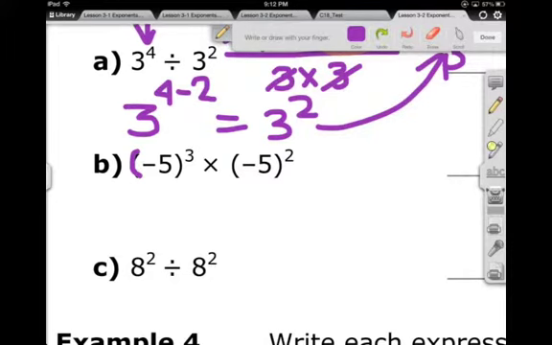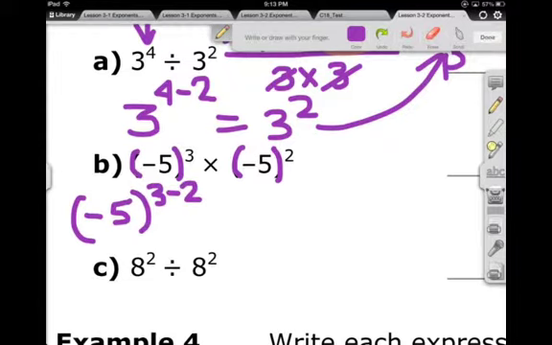This is a parenthetical, so it's shining the spotlight on the -5 and saying the base is -5. There's no doubt about it. -5, so here's my prediction, -5, and I'll subtract the exponents. Now I'm guessing that what I would have is -5 to the first power.